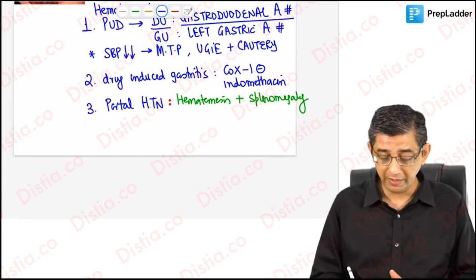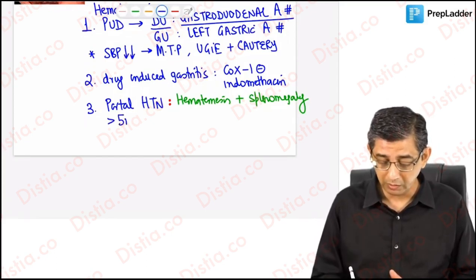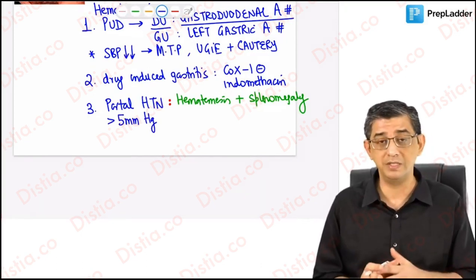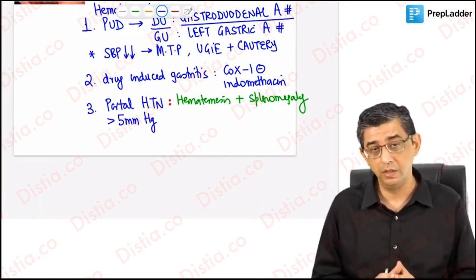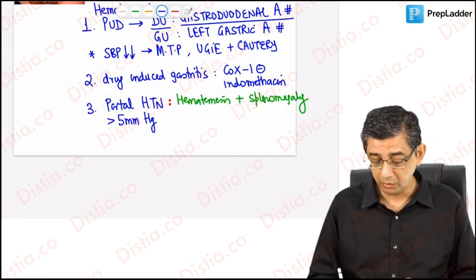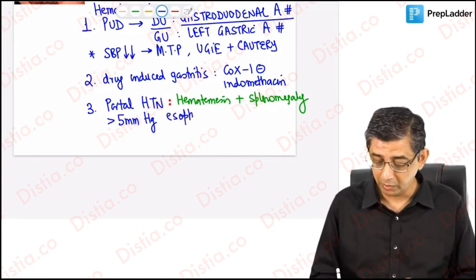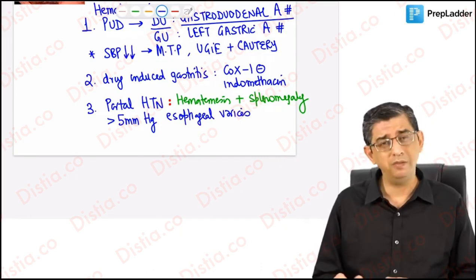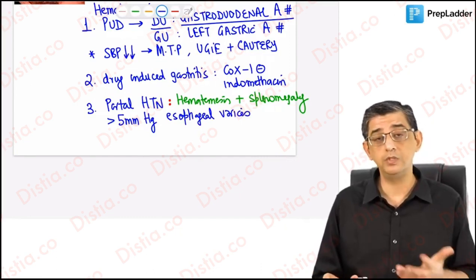Portal hypertension is defined as pressure in the portal vein more than 5 millimeters of mercury. It can go up to 10. Once it goes up to 12, the varices are going to pop off, they're going to rupture. So do remember that in portal hypertension, we are basically talking about rupture of the esophageal varices, and we can prevent them from bleeding also, no? If we diagnose them early.